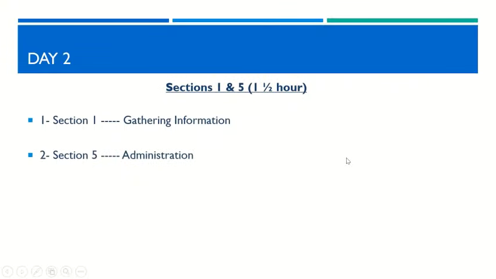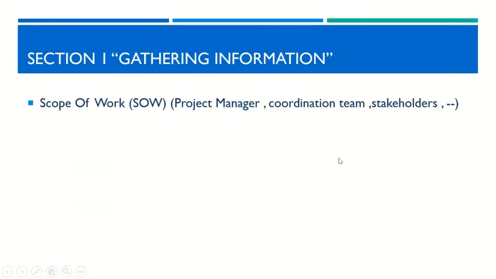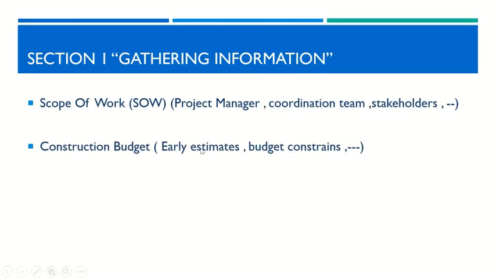So day 2, section 1 and 5, it will be gathering information and administration and some key terminology, plus quiz and assignments. So in day 2, the first part, section 1, gathering information. What is gathering information? We will talk about scope of work, which is the main document before you start any project. And we will talk about the responsibility of project managers, how you coordinate with him, and how you coordinate with stakeholders in the project.